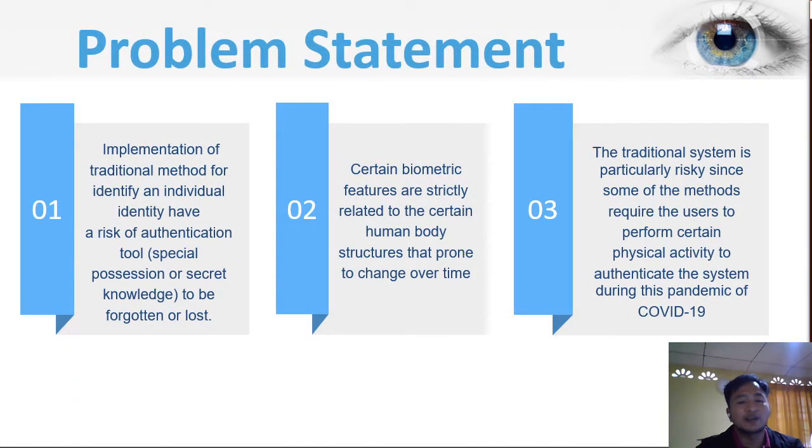The problem statement of this project: implementation of the traditional method for identifying an individual's identity has a risk of authentication tools being forgotten or lost due to human nature behavior. Certain biometric features are strictly related to certain human body structures that are prone to change over time, such as face recognition. The traditional system is particularly risky since some of the methods require the user to perform certain physical activity to authenticate the system during this pandemic of COVID-19.